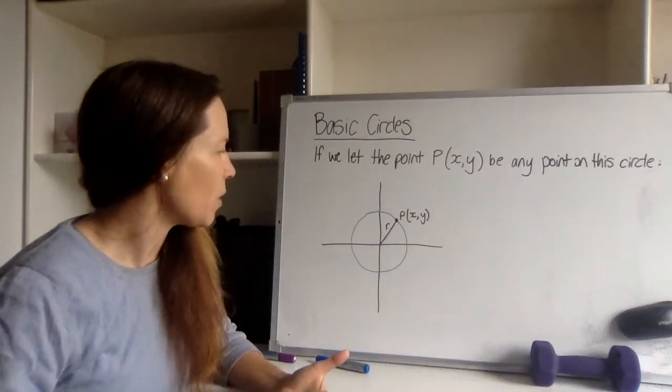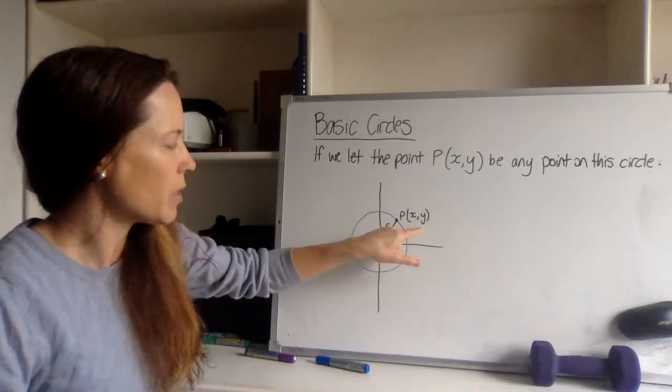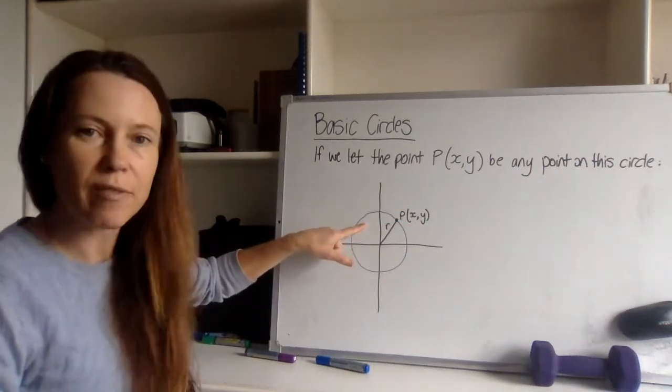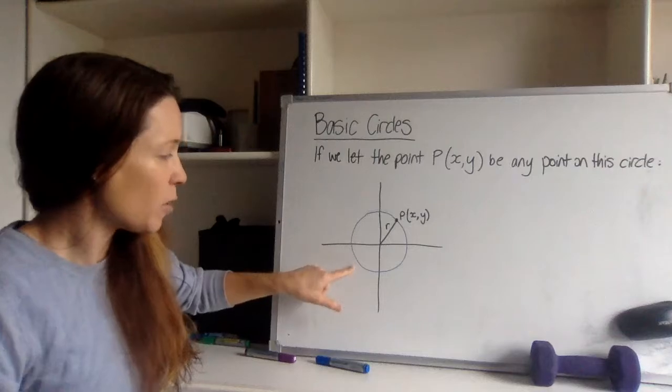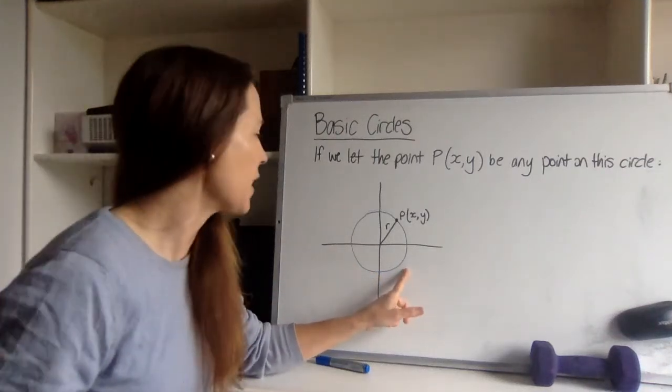Now, what will that x and y value be? Well, it will vary as it goes around. When it's up here, the x and y will be positive. Over here, x will be negative, but y will be positive. Down here, they'll both be negative. And over here, the x value will be positive, but the y value will be negative.